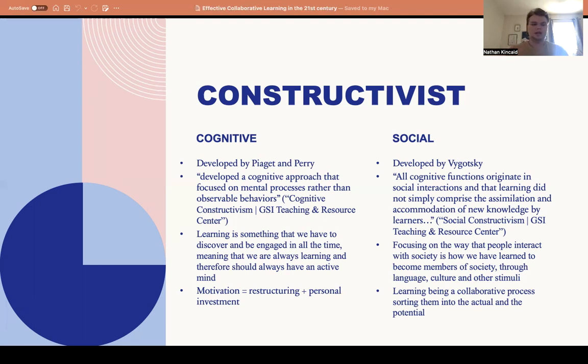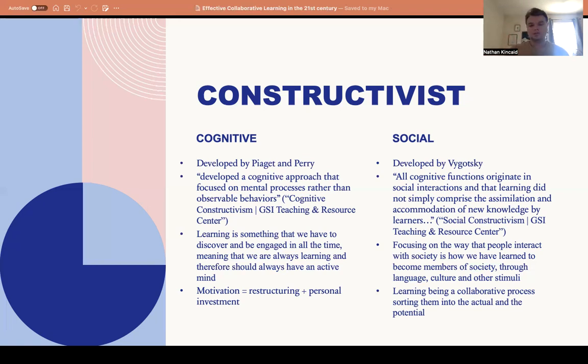Now, moving into the social aspect of it, that was developed by Vygotsky, and he said all cognitive functions originate in social interactions, and that learning did not simply comprise the assimilation and accommodation of new knowledge by learners. That was also from the same article, Social Constructivism by GSI Teaching and Resource Center. Again, great website. But he focused more on saying that the interactions that students, people, adults, grandparents, whomever have with others is what defines learning. And it cannot simply be combined as assimilation of the new knowledge that they get from teachers.